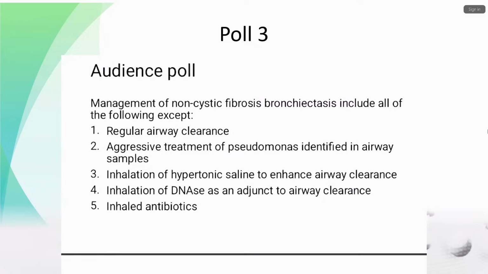At this point, we've talked about airway clearance, functional status, and chronic infection, which led us to this question. Management of non-cystic fibrosis bronchiectasis includes all the following except: regular airway clearance, aggressive treatment of Pseudomonas identified in airway samples, inhalation of hypertonic saline to enhance airway clearance, inhalation of DNase as an adjunct to airway clearance, or inhaled antibiotics.